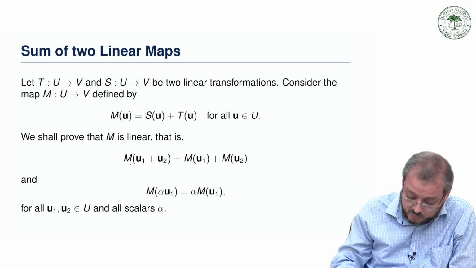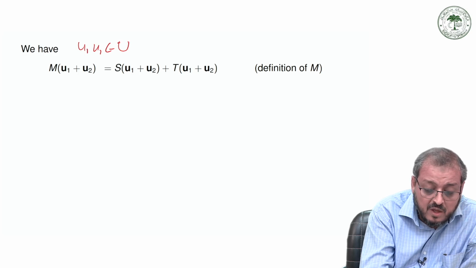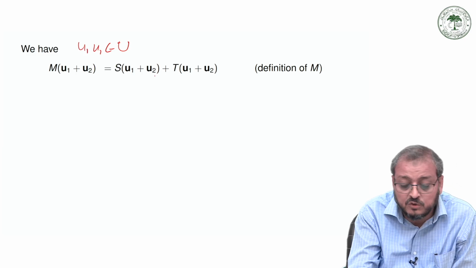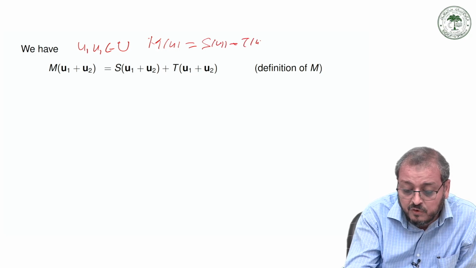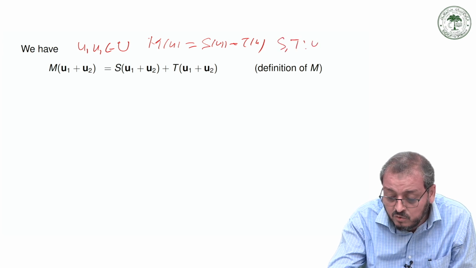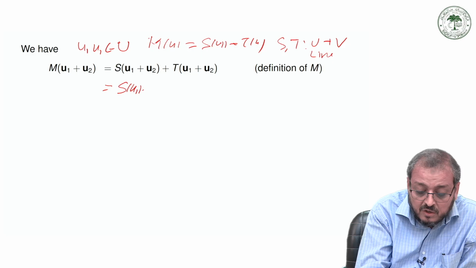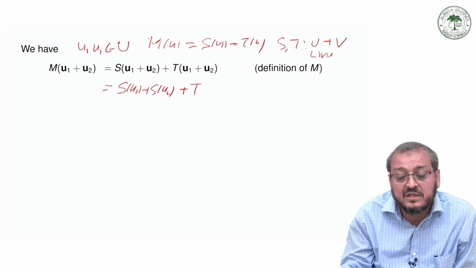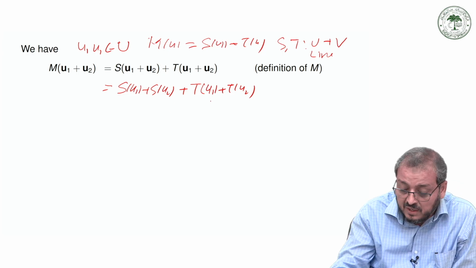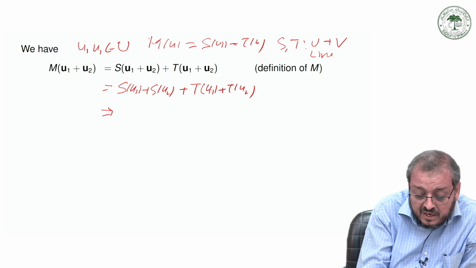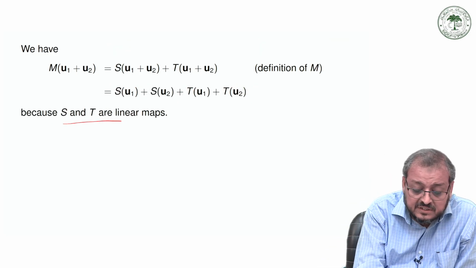Let's begin by taking any two elements u1 and u2 of U. We write M(u1 + u2) as S(u1 + u2) + T(u1 + u2) by the definition of M, because M(u) is defined as S(u) + T(u). Now S and T from U to V are linear maps, so by the linearity of S this is S(u1) + S(u2), and by the linearity of T we get T(u1) + T(u2), which we can write as a sum of these two.